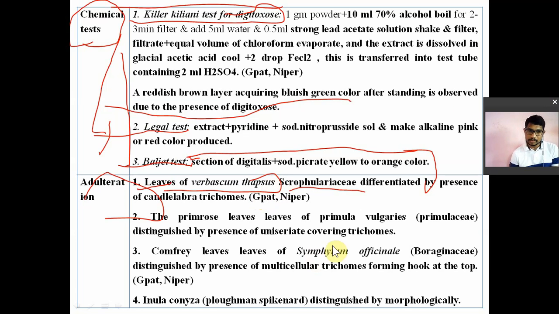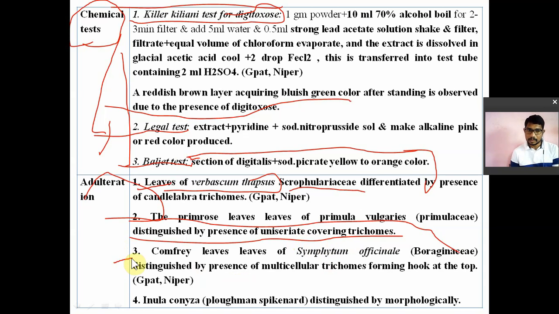And again, this Digitalis is also substituted with primrose leaves, obtained from Primula vulgaris, family Primulaceae. And it again can be distinguished by microscopy, in that this Primula vulgaris consists of unicellular covering trichome.